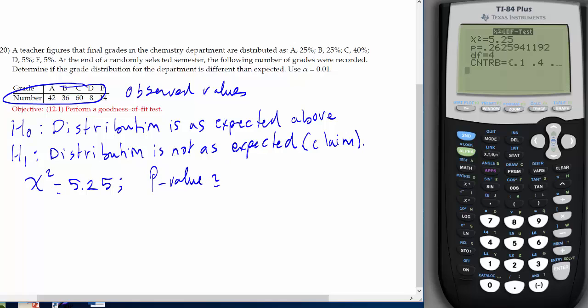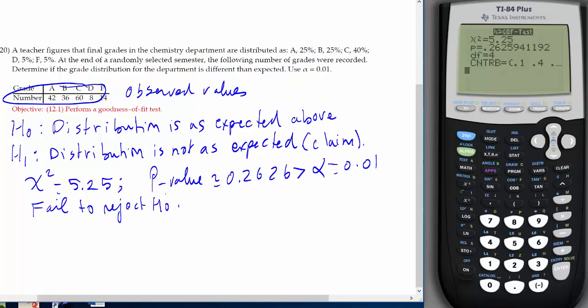The p-value is 0.2626, which is more than alpha at 0.01. So what's your decision, guys? Fail to reject H0.